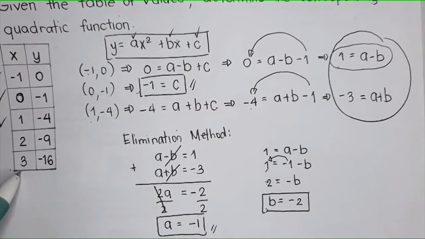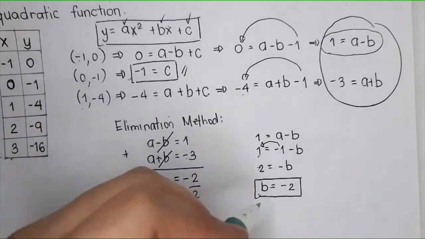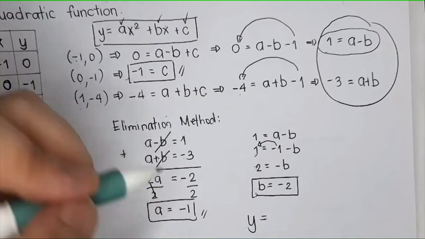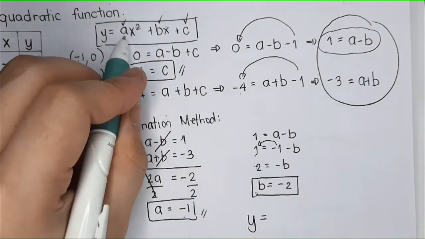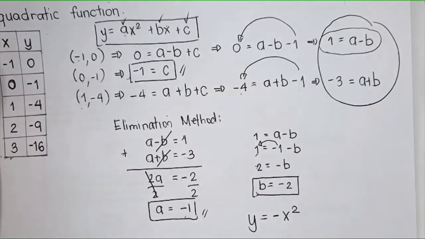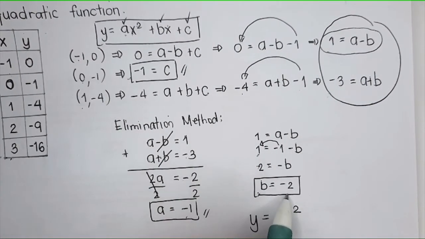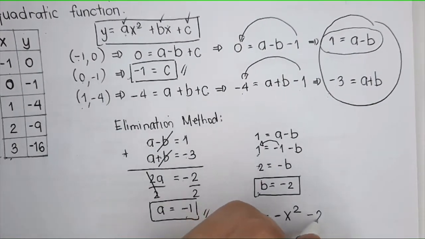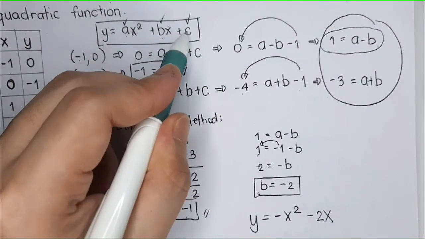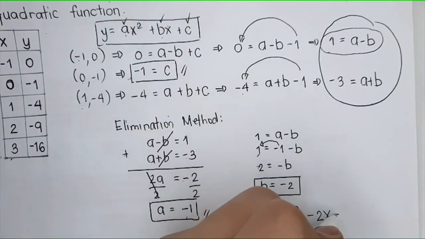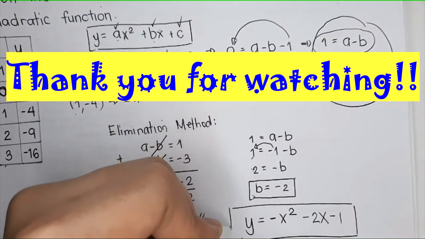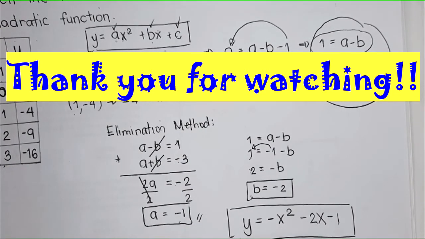Okay? So, ano yung final answer? You'll have y equals, what is a? Negative 1. So, you replace this by negative 1. So, you'll get negative x squared. And then, what is b? Negative 2. So, you'll have negative 2x. That's for b. And then c, it's negative 1. Okay? So, this is the corresponding quadratic function.